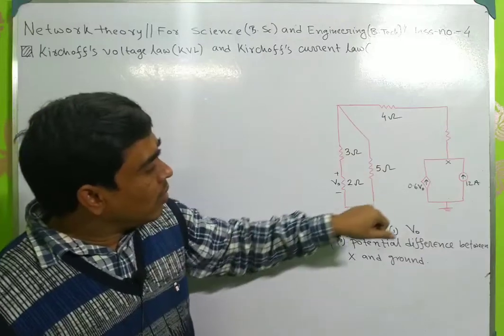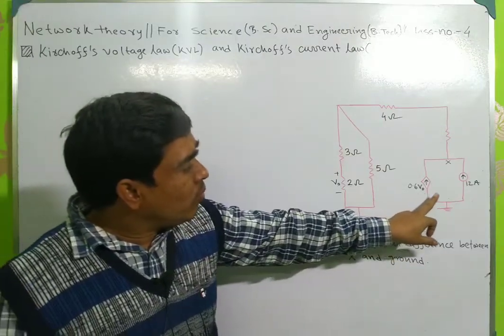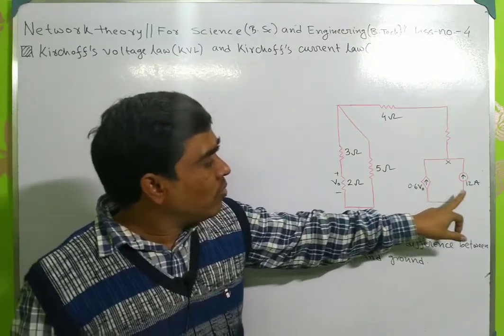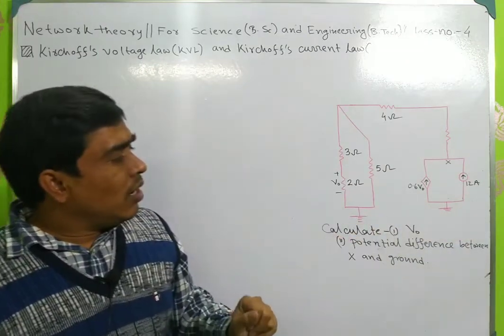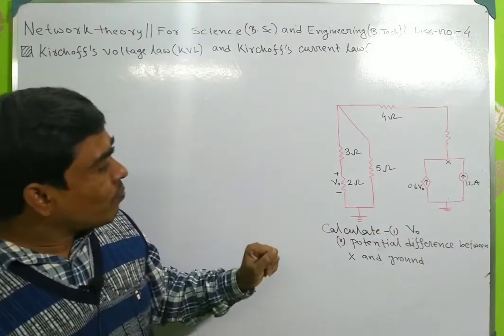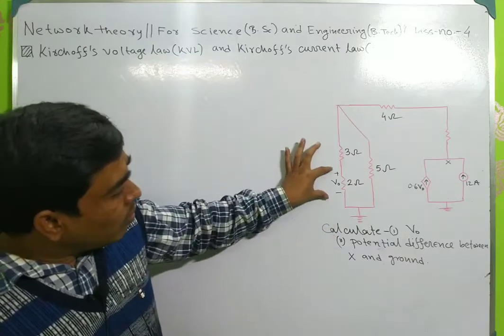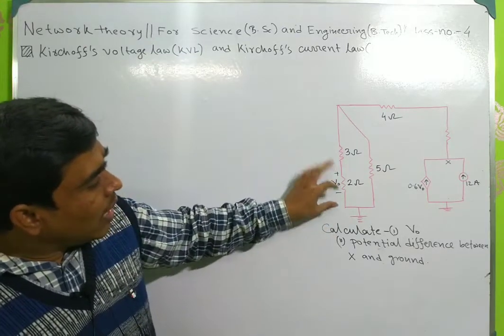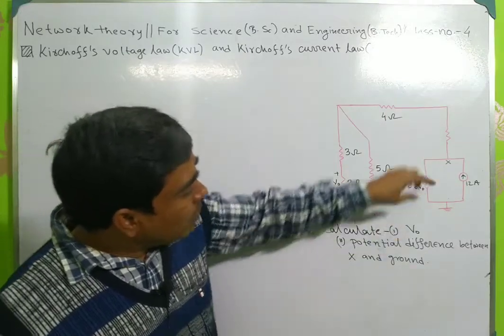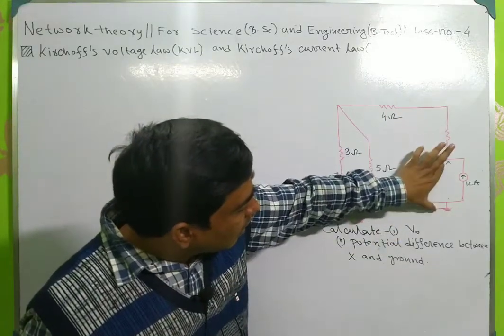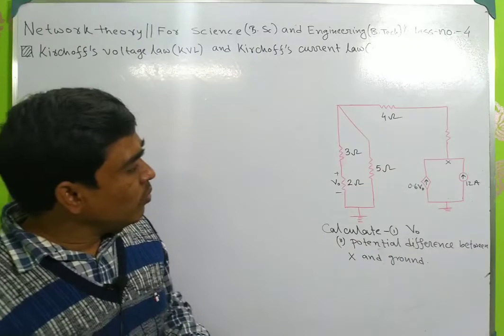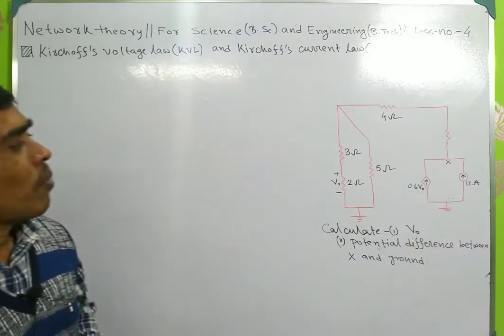This is the circuit parameter. This is a dependent current source, this is an independent current source, and you have to calculate the value of V0 and the potential difference between this point and ground. Okay, these are the two basic things.